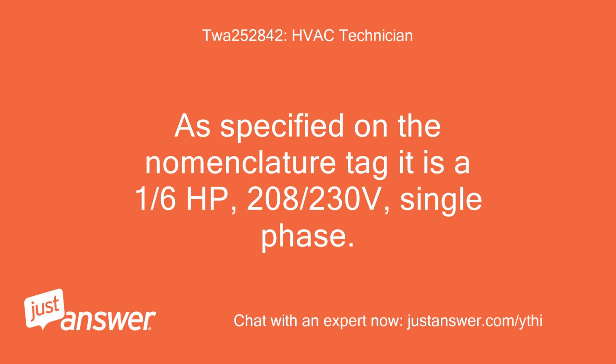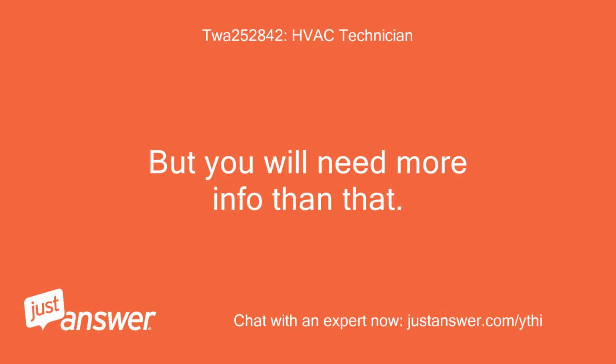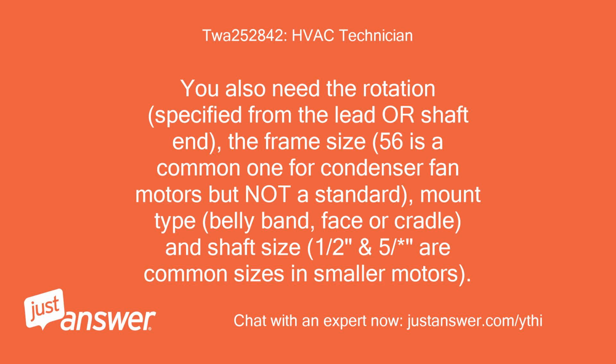As specified on the nomenclature tag, it is a 1/6 of a horsepower, 208-230 volt, single phase. But you will need more info than that. You also need the rotation, specified from the lead or shaft end, the frame size. 56 is a common one for condenser fan motors but not a standard, mount type, belly band, face or cradle, and shaft size. 1/2 inch and 5/8 are common sizes in smaller motors.